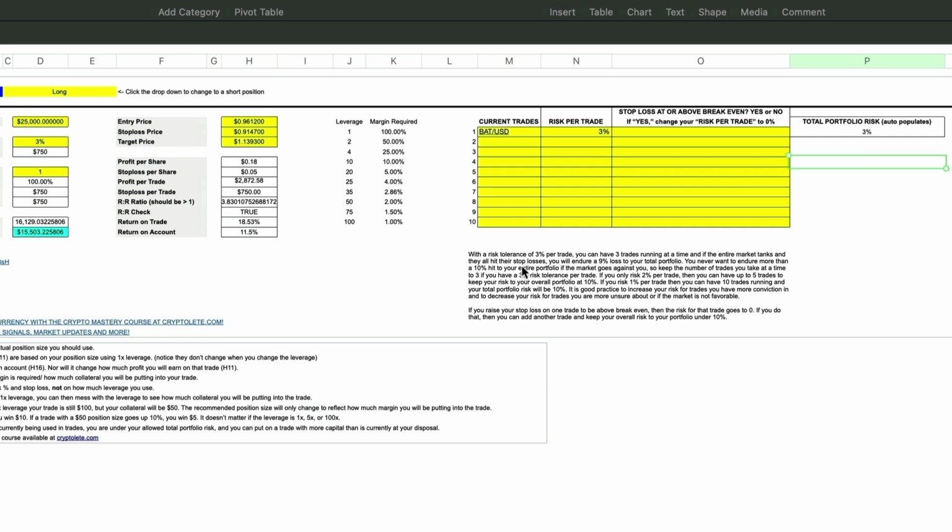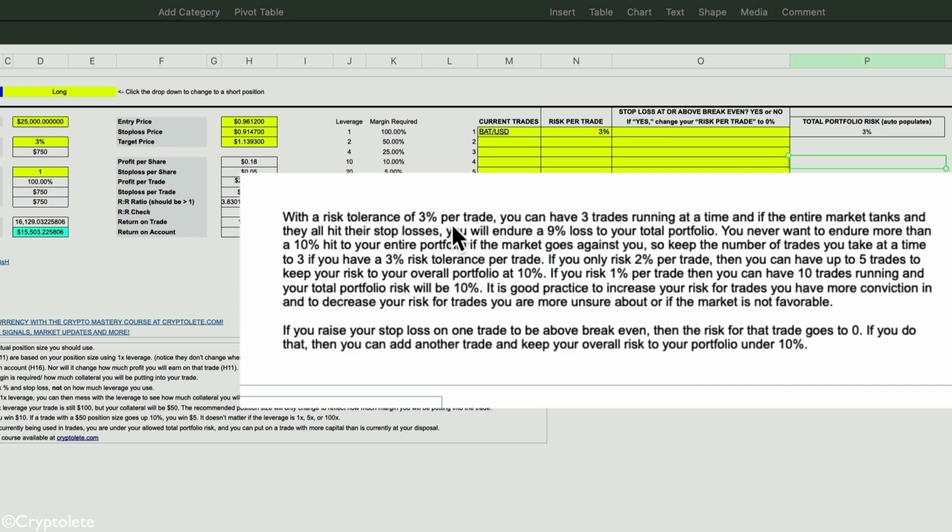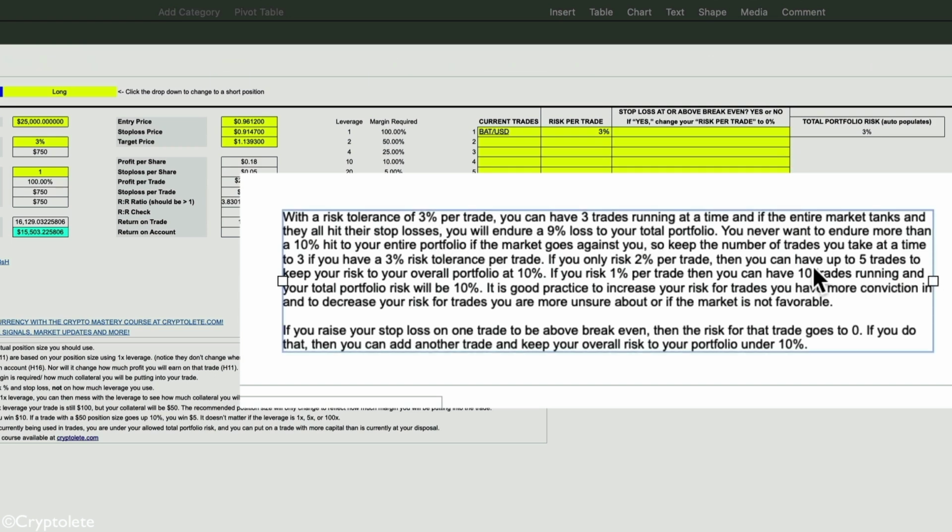And so I wrote this down here. What this basically says is that with a risk tolerance of 3% per trade, because remember, we put 3% on this trade right here on the bat trade, you could have 3 trades running at a time. And if the entire market tanks and they all hit their stop losses, then you will endure a 9% loss to your portfolio. You never want to endure more than a 10% hit to your entire portfolio if the market goes against you. So keep the number of trades you take at a time to 3 if you have a 3% risk tolerance per trade.